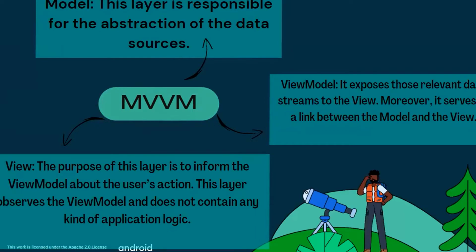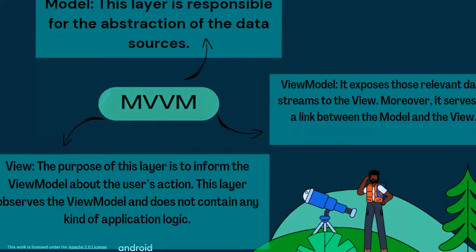Next we'll go to the model. This layer is responsible for the abstraction of data sources. What does it mean? It has the repository which accesses the data either from local sources like Room or SQLite, or through remote sources through APIs. Basically, you can say that it has the data stored in it, in simpler words.